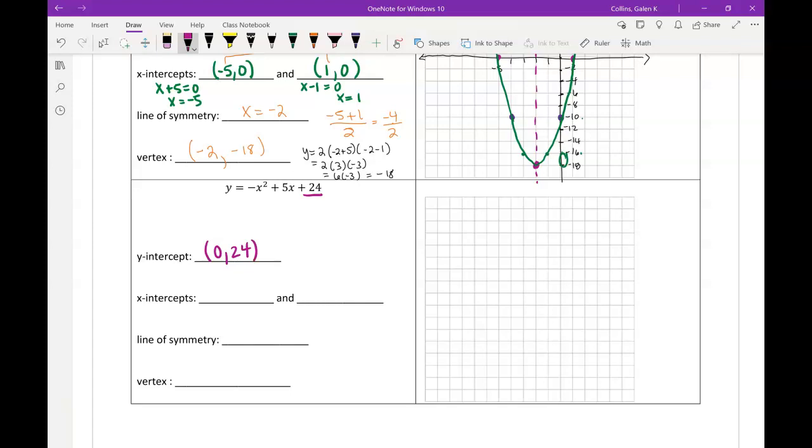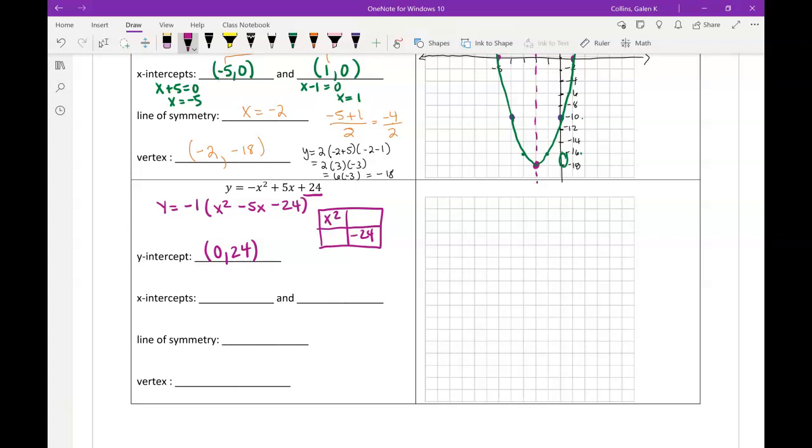To get to my x-intercepts, though, we're going to have to factor, and again, because A is -1, I really need to factor out a -1 first. So I'm going to have a positive x squared, a -5x, and a -24 when I pull out the -1. So when I go to factor this, I'm thinking about numbers that multiply to -24 and have a sum of -5.